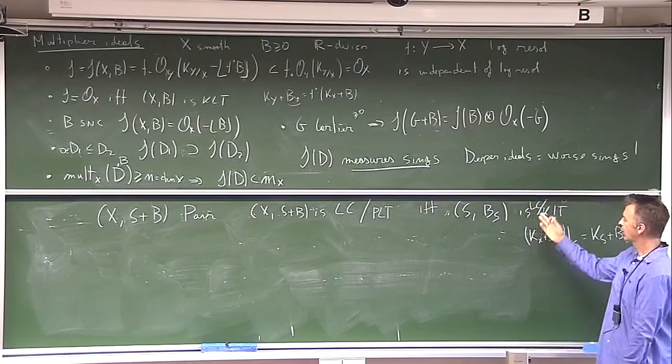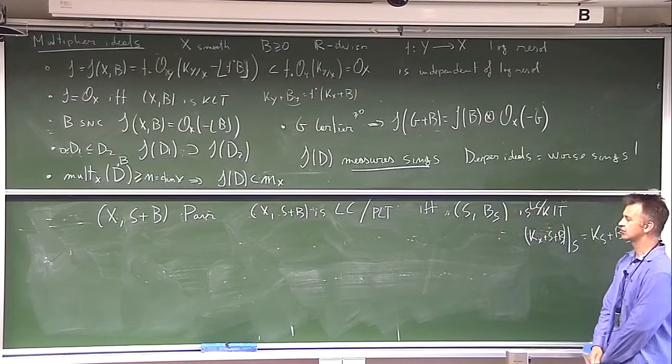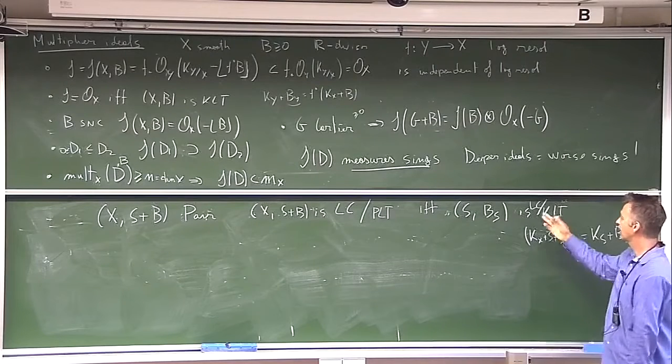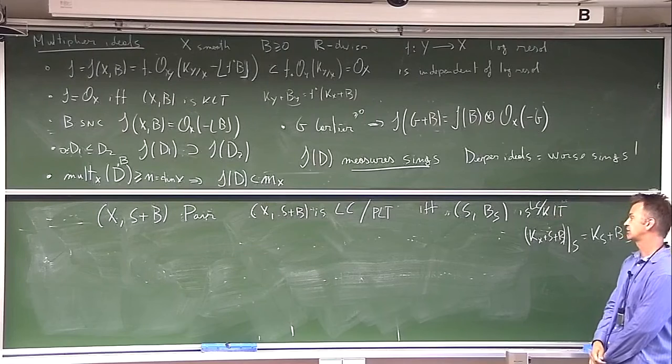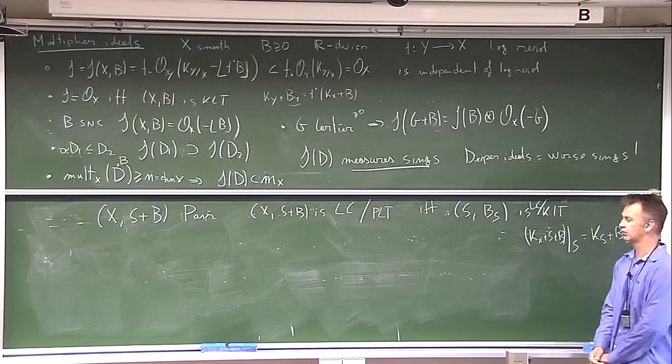So the log canonical statement is highly non-trivial. It's due to Kawakita. It's a nice result of Kawakita. But the PLT versus KLT statement is actually relatively easy to see. So maybe I'll illustrate that so it'll become clear what we're saying.